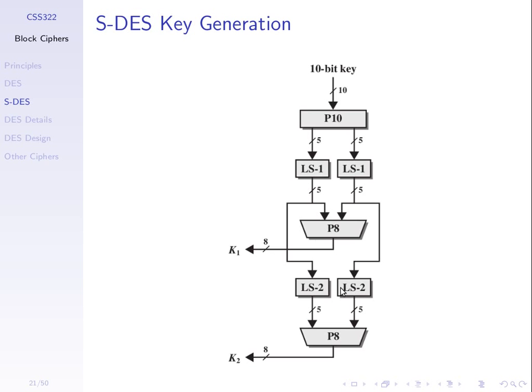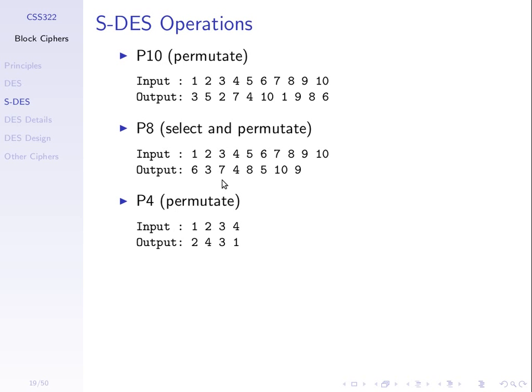And next, so that's the output of the left shifts, they feed into P8, another permutation. But note that P8 takes 10 bits in, produces 8 bits out. And it's defined as this select and permutate. So 2 bits are going to be removed as the output, bits 1 and 2. So we get 6, 3, 7, 4, 8, 5, 10, 9 as the rearrangement. Bits 1 and 2 are going to disappear.